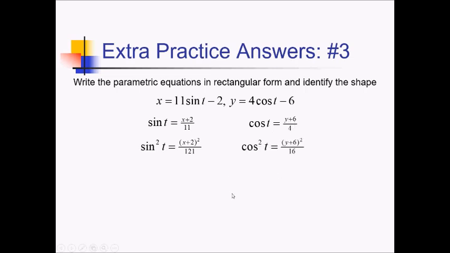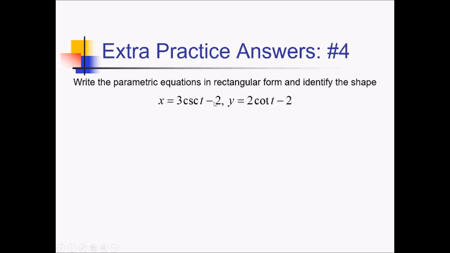So I have the identity cosine squared plus sine squared equals 1. So I can write x plus 2 squared over 121 plus y plus 6 squared over 16, all of that equals 1. Now I notice here that I have two squared variables, so it's not a parabola. They're both positive, so that's an ellipse or a circle, and they have different a and b values, different coefficients if we expand this all out. So that means I must have an ellipse.